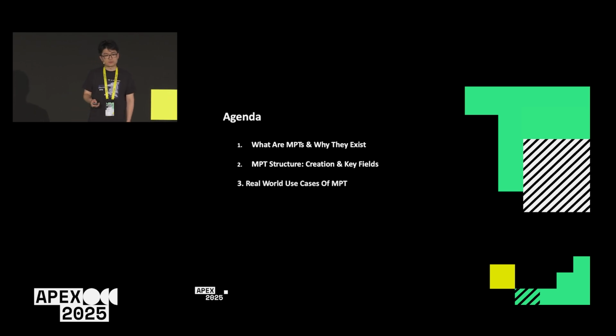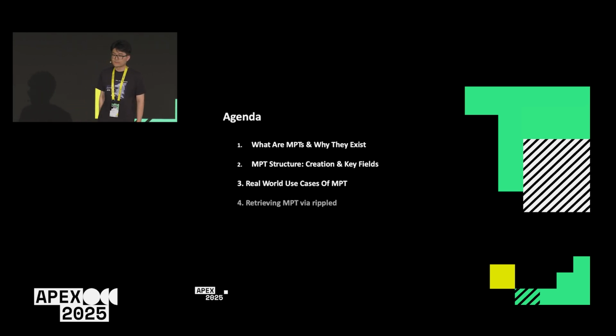Next, I'll be explaining some real-world use cases of MPTs, so hopefully everyone has a better idea of how the world will adopt MPTs. After that, we'll dive into the more technical side of things, specifically retrieving multi-purpose tokens by rippled. For those who don't know, rippled is the main implementation of the protocol that powers the XRP Ledger network.